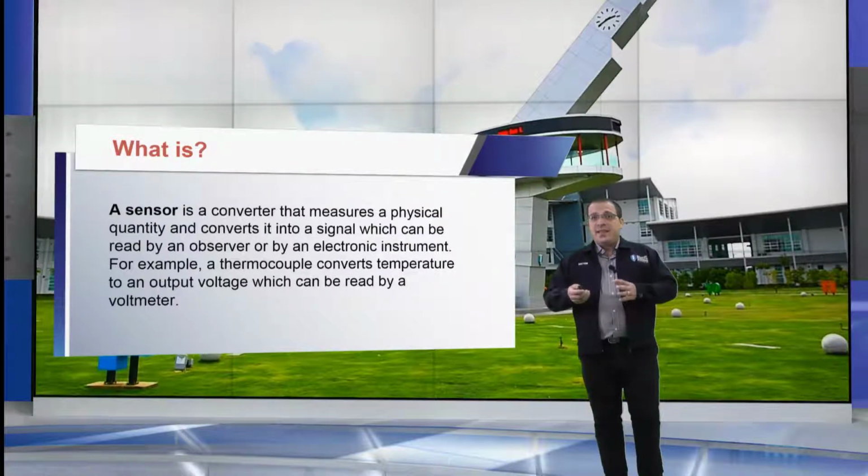We said a microcontroller senses using a sensor. So what is a sensor? A sensor is a converter that measures any physical quantity and converts it to a signal which can be observed by an electrical instrument. A microcontroller actually reads only voltage. So the sensor is a device that changes any physical quantity to voltage.